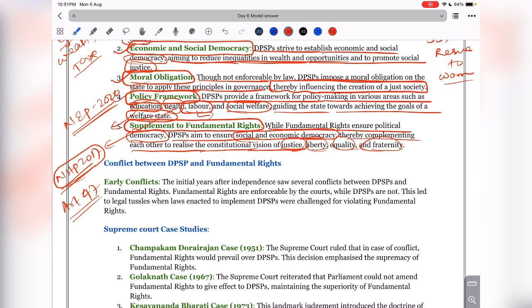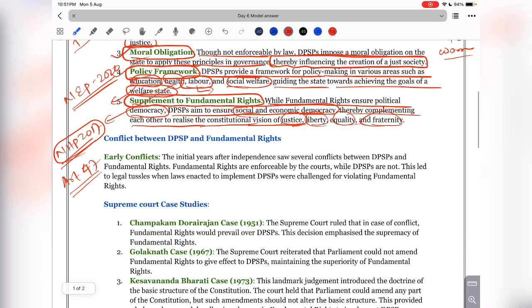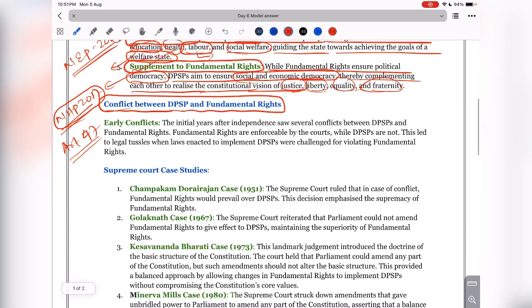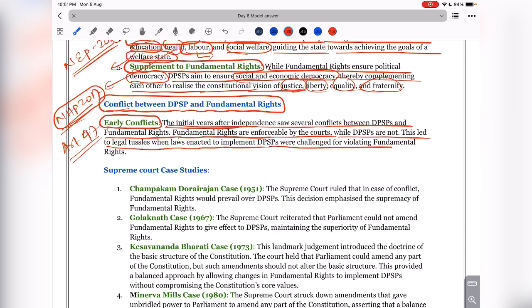Okay, then next part we need to discuss is the conflict between DPSP and fundamental right and how it led to the evolution of a harmonious balance. So you need to discuss, like, early conflict. In the initial years after independence, there were several conflicts between DPSP and fundamental rights. Fundamental rights are enforceable by the courts while DPSP are not. This leads to legal tussle when laws enacted to implement DPSP are challenged for violation of the fundamental right. Classic example is the right to property.